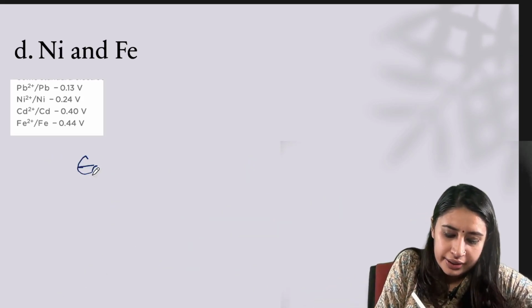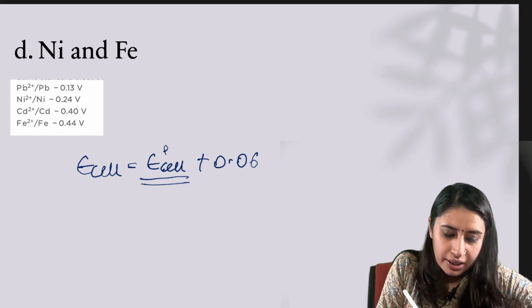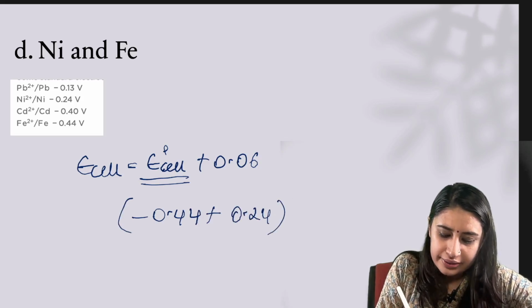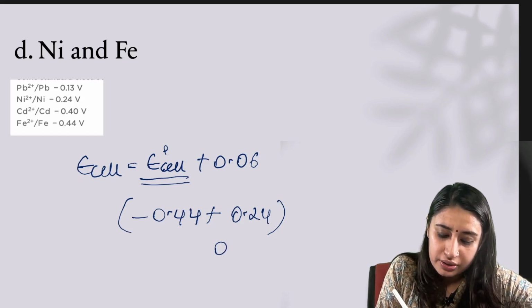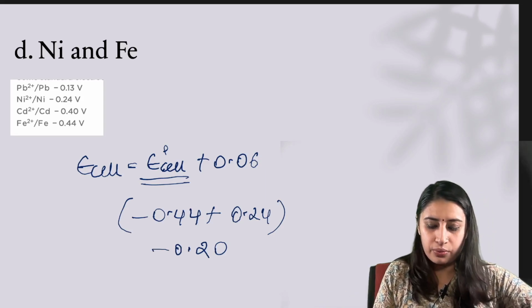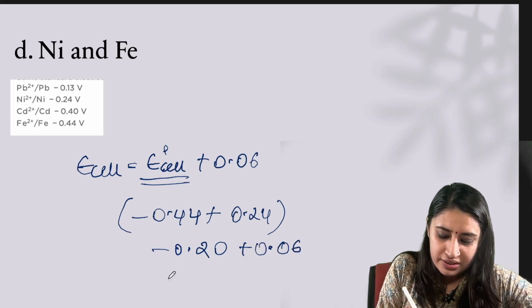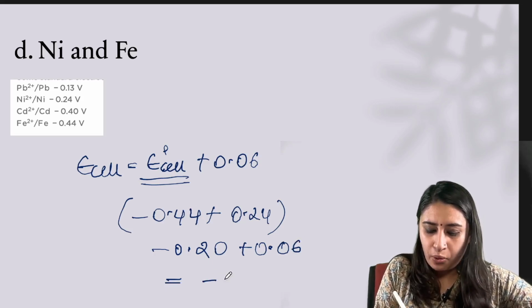D. So again, we do the same funda here. E naught cell, minus was plus 0.06. So E naught cell for iron given to us is minus 0.44. Minus plus for nickel 0.24. So this value is clearly negative, and quite negative, so that it cannot supersede 0.06. So you're getting minus 0.20. Correct? Minus 0.20 plus 0.06 will clearly be a negative value. So it will clearly be minus 0.14.